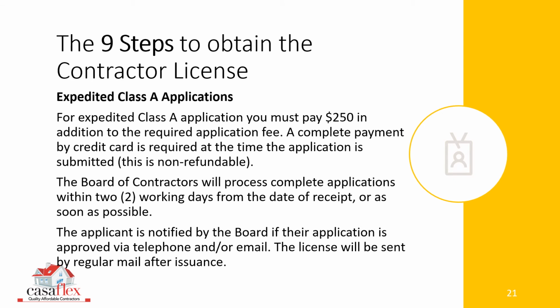Expedited Class A applications. For expedited Class A applications, you must pay $250 in addition to the required application fee. A complete payment by credit card is required at the time the application is submitted. This is non-refundable. The Board of Contractors will process complete applications within 2 working days from the date of receipt, or as soon as possible.